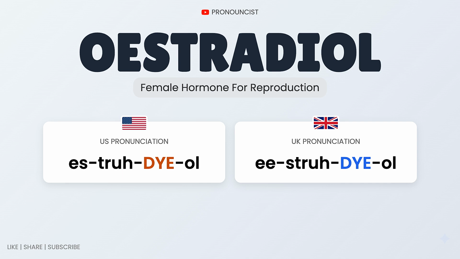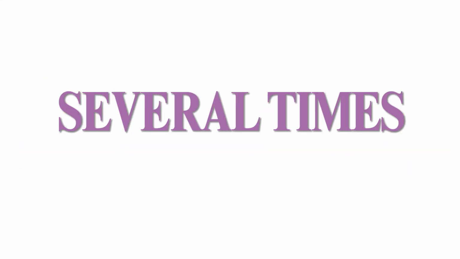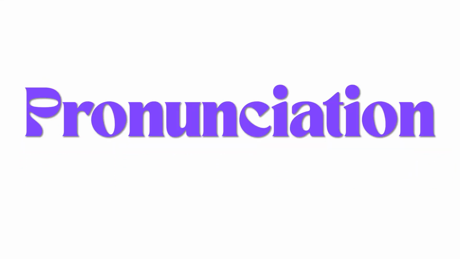US says S, UK says E. Estradiol. Estradiol. Practice repeatedly and you'll soon be able to say this word perfectly. The best way to practice is to repeat the syllable multiple times. The meaning of the word is female hormone for reproduction. Try repeating this word several times to improve your pronunciation.